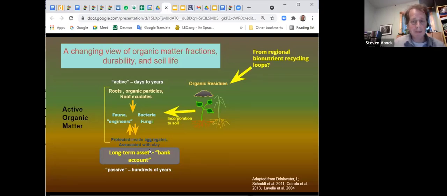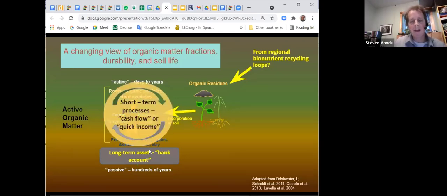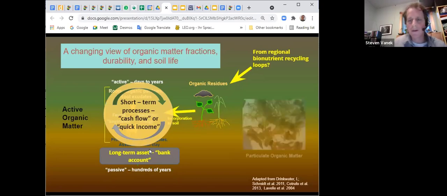And roots are especially important in that. So root biomass, returning roots to the soil, is important in that. And so we can think of this not like a long-term bank account, but this idea of quick income or cash flow that's also important in the above ground economic world of smallholder farming. And that this is really revaluing this, I feel, is important.